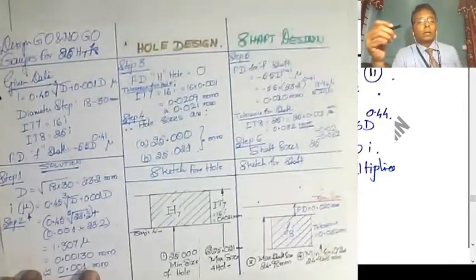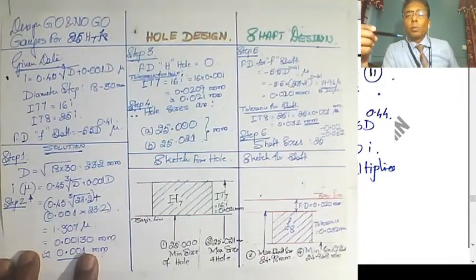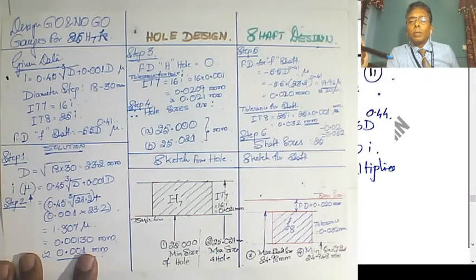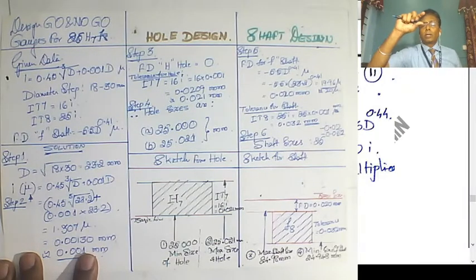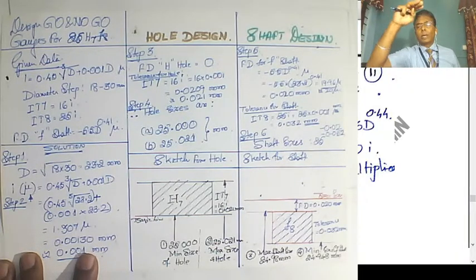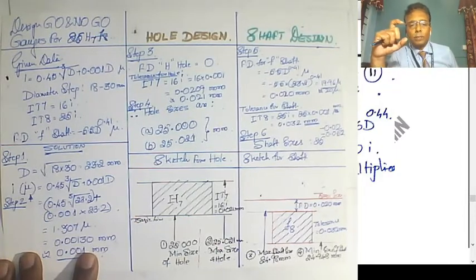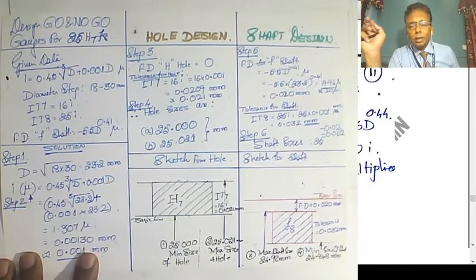Done. Now, observe the problem carefully. The given problem is the design of a gauge for 25H7F8. By observation, the H hole is with a fundamental deviation. It is above the XY line, or above the basic size, and the F shaft is below the XY line, and there is a fundamental deviation, which means that this is a clearance fit. First conclusion: it's a clearance fit.